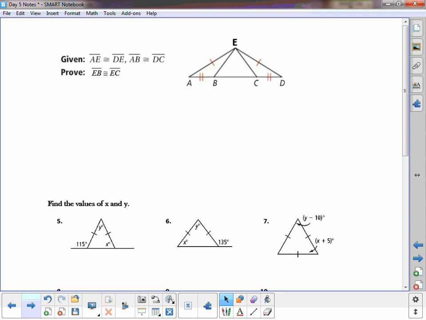All right. I want you to go try this with your shoulder partner. Try this proof. They gave us that AE is congruent to DE, and AB is congruent to DC, and they want us to show that EB and EC are congruent. Actually, try this first on your own for about 2 minutes, and then I'll tell you to switch and work with your shoulder partner. Let's see how we do with it.